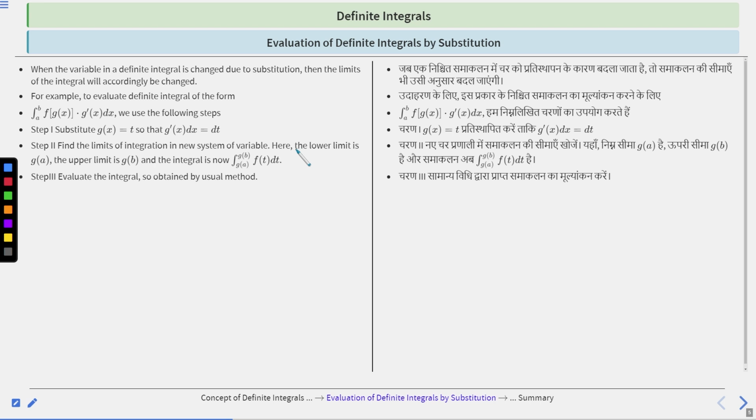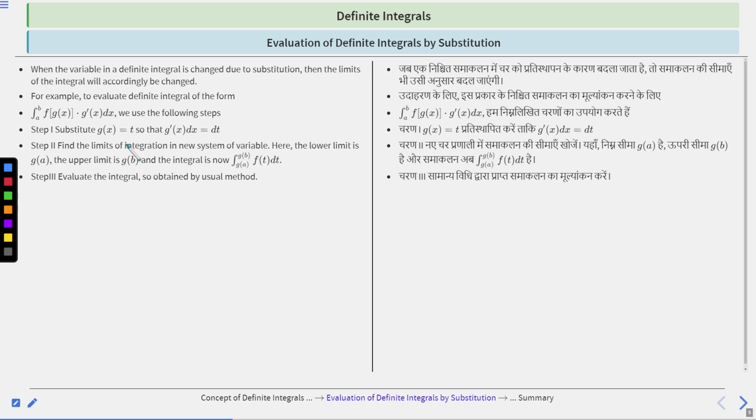Now let's move to the section evaluation of definite integrals by substitution. When the variable in a definite integral is changed due to substitution, then the limits of the integral will be accordingly changed, right? For example, to evaluate a definite integral of the form integration from a to b f of g x into g dash x dx, we use the following steps.